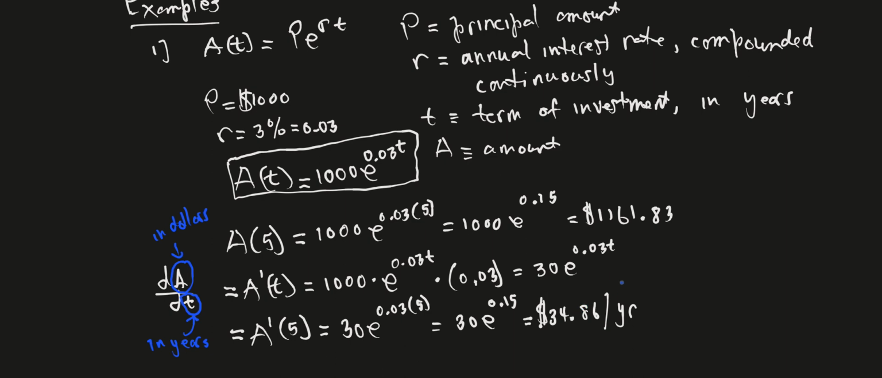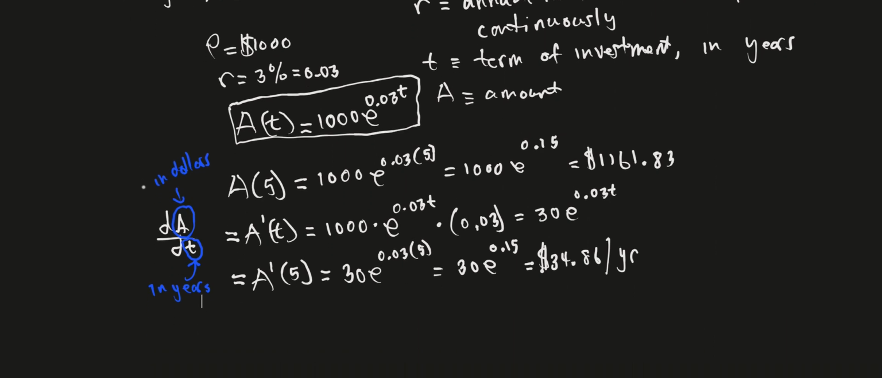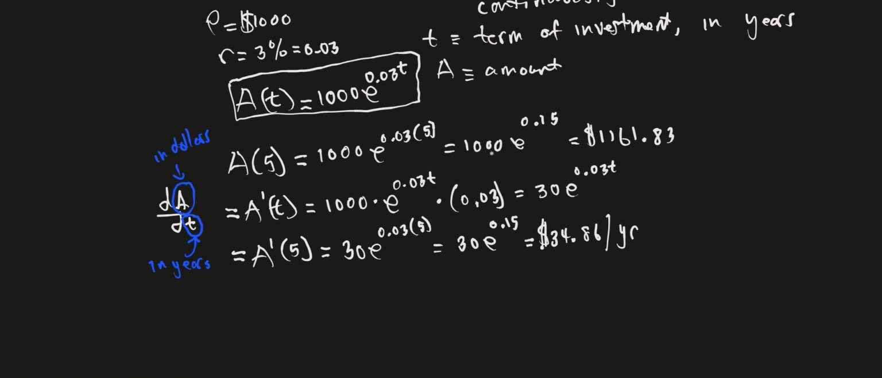$34.86 per year. So again, let's actually write a single sentence that would be a good interpretation of these two numbers. It's one thing to carry out formulas and processes and just plug stuff in, but what does it really mean? So let's write a sentence that summarizes these two numbers.